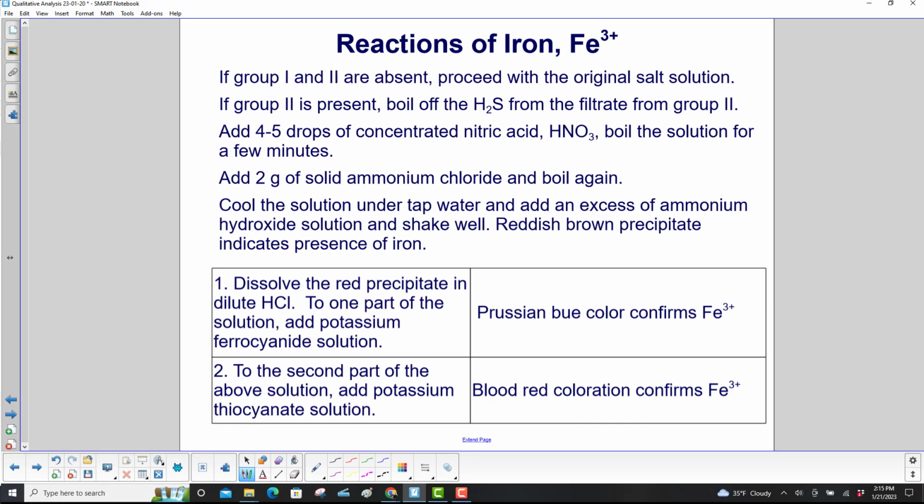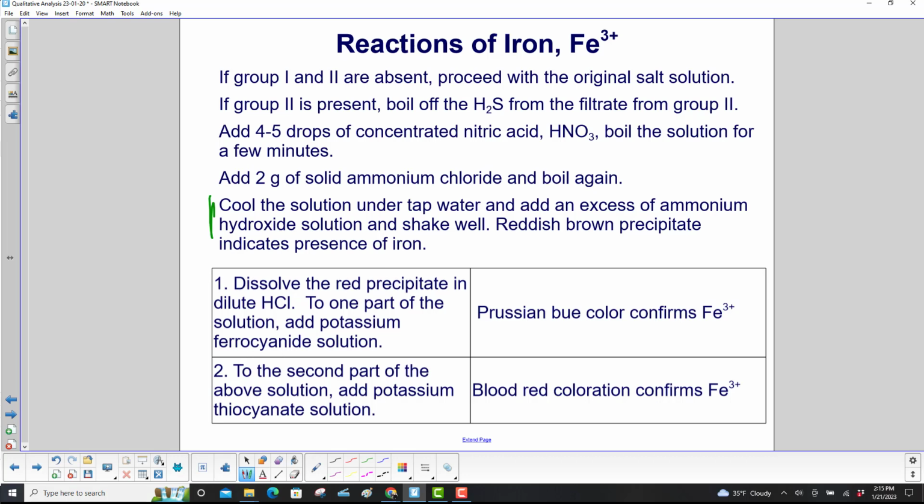Reactions of iron. If groups 1 and 2 are absent, proceed with the original salt solution. If group 2 is present, boil off the hydrogen sulfide from the filtrate from group 2. Add 4 to 5 drops of concentrated nitric acid. Boil the solution for a few minutes. Add 2 grams of solid ammonium chloride and boil again. Finally, cool the solution under tap water and add an excess of ammonium hydroxide solution and shake well. Reddish-brown precipitate indicates the presence of iron.